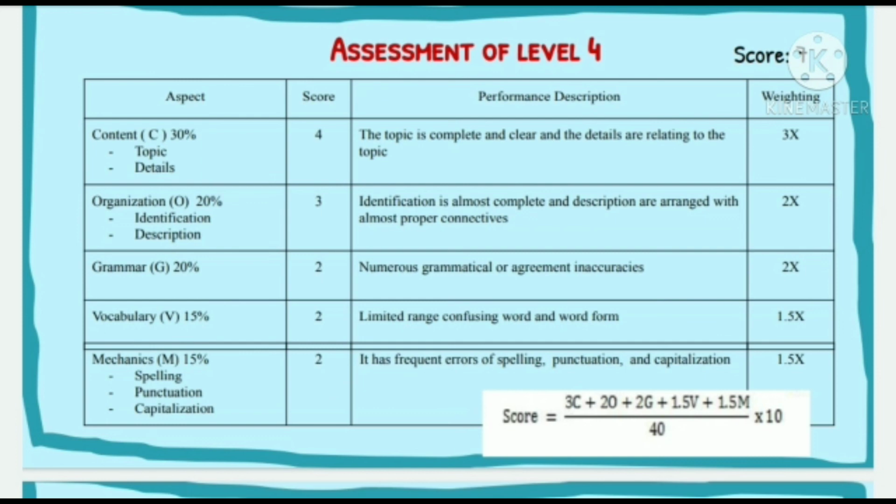Okay, focus on how to calculate the score. You can see the formula. The formula is based on the text and assessments of levels. The score times 10 and divided by 14, and the score is 7. So the result of the assessment of level 4 is 7. I think that's enough.